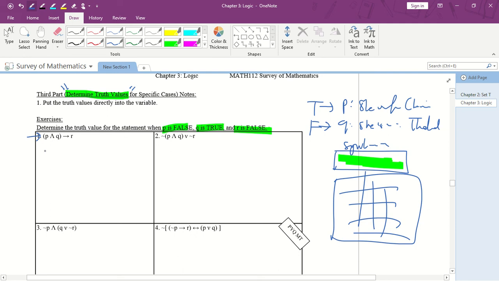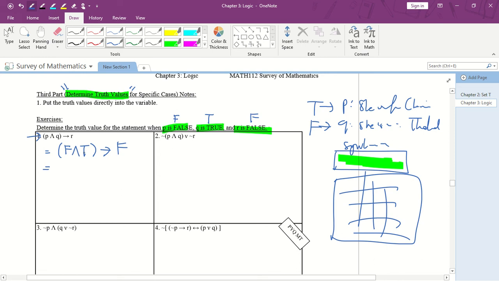Okay, so here it says P or Q, with parentheses, conditional R. The question gives us that P is false, Q is true, and R is false. So we will directly substitute this into the symbolic form. It says P is false and Q is true, then conditional R. R is false. And now it is easy, right?